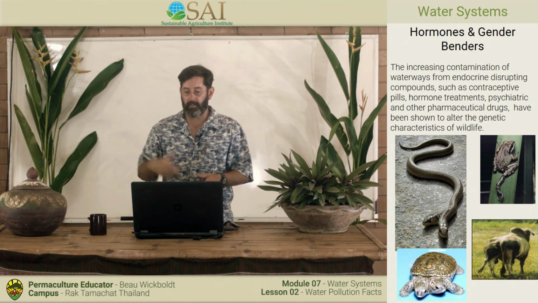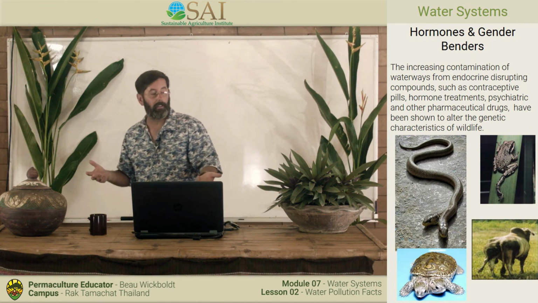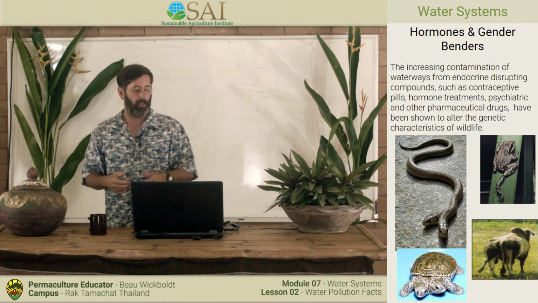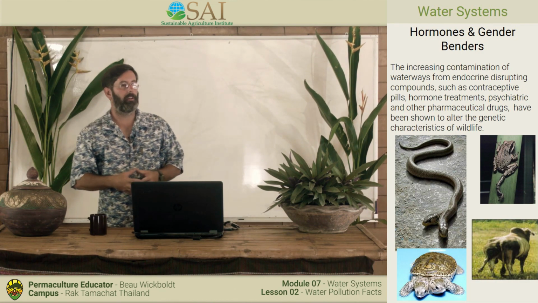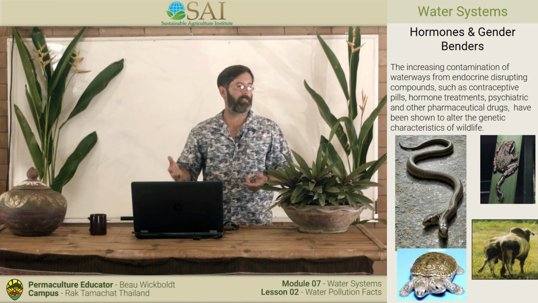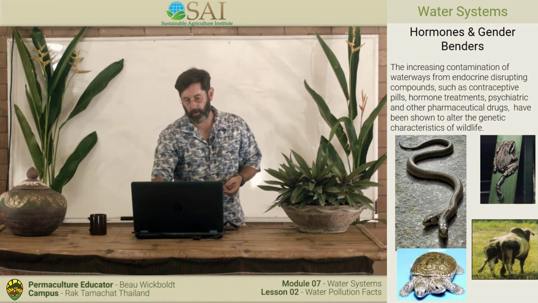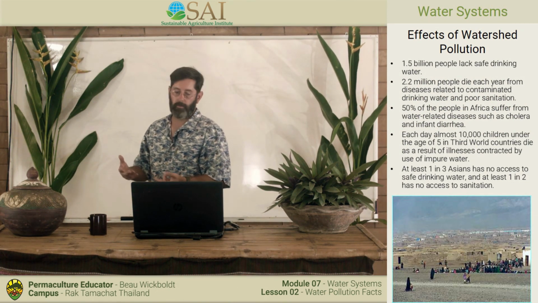So these hormone treatments, psychiatric or other pharmaceutical drugs, they show basically characteristics which alter genes. Two-headed snakes, two-headed cows, all kinds of weird things, right, are happening. So we start to see that's the first indication that we have water supply problems, when we start to see animals having strange deformities. And then we get the effects of different types of watershed pollutants.